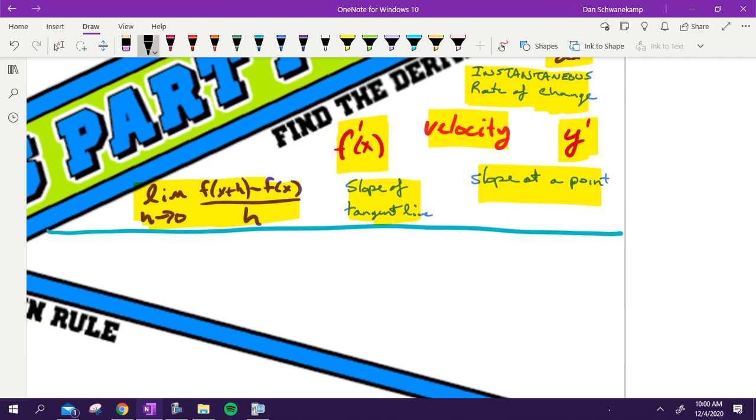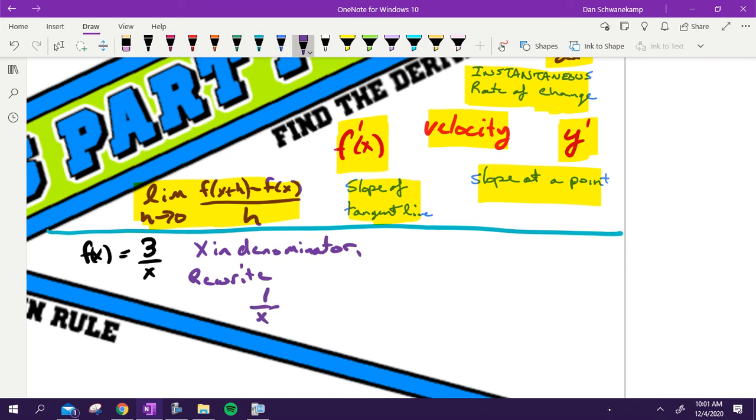Just a quick reminder. So down here in the bottom of this box, just some quick reminders. If I gave you f of x is like 3 over x, and I'm asking you to take the derivative, okay? If your x is in the denominator, rewrite it. Okay, so 3 over x, or what if I said like 1 over x squared? Oh yeah, that is x to the negative 2. Don't forget to do that. Before you take a derivative, get x out of the denominator because you're not going to want to deal with it.